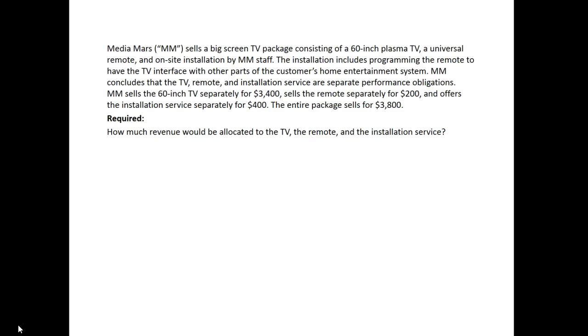Media Mars sells the 60-inch TV separately for $3,400, sells the remote separately for $200, and offers the installation service separately for $400, but the entire package sells for $3,800. How much revenue would be allocated to the TV, the remote, and the installation service?